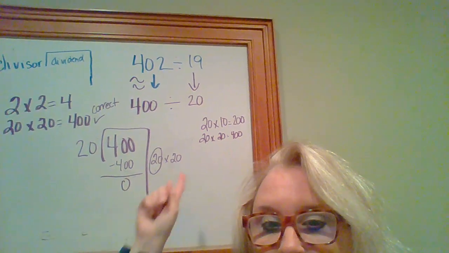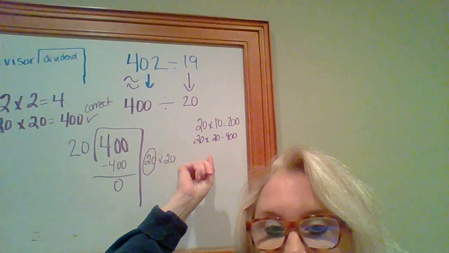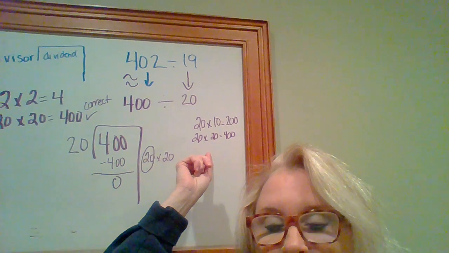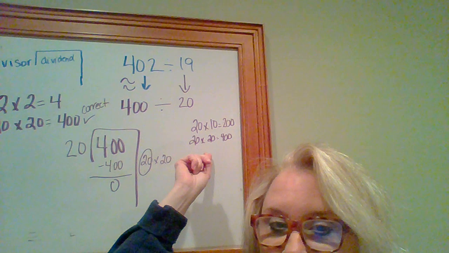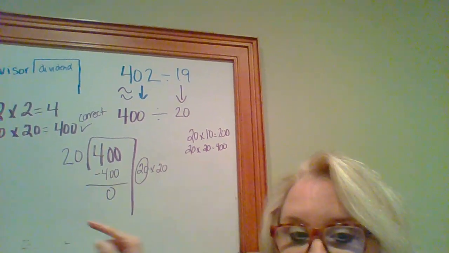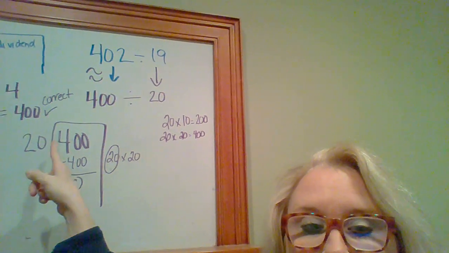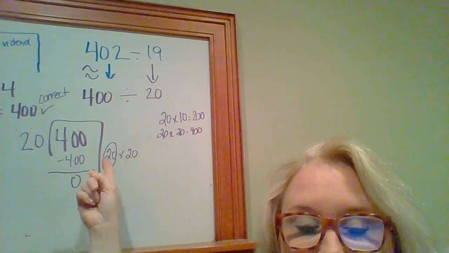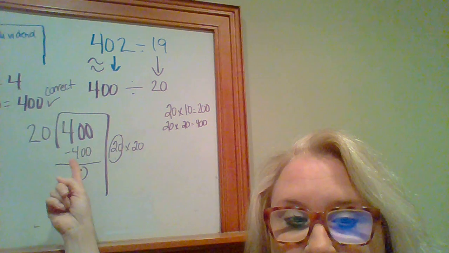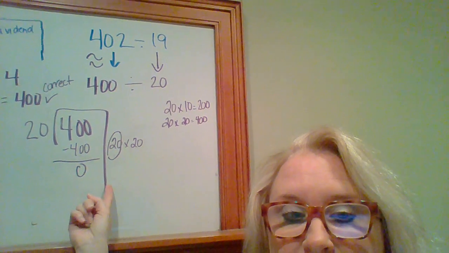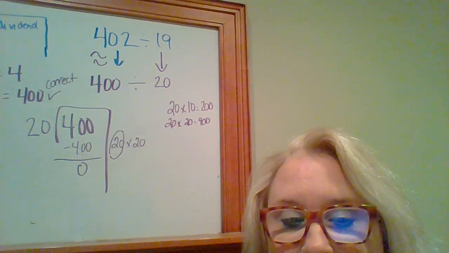Over here, I start my multiplication tower. We know that 20 times 10 will be 200. So we can just double that and do 20 times 20, which equals 400. And then you can go and subtract. You subtract 400 from your dividend, and you have a 0 remainder. So yes, your answer on this would be 20.